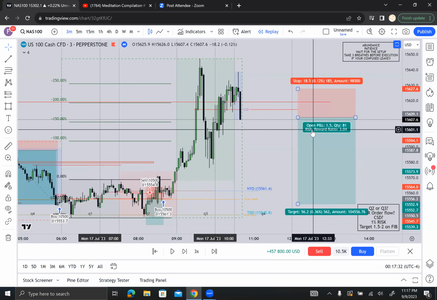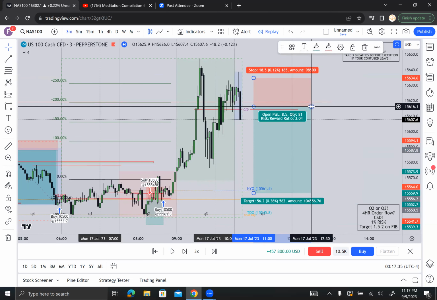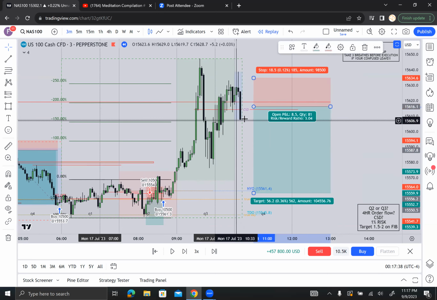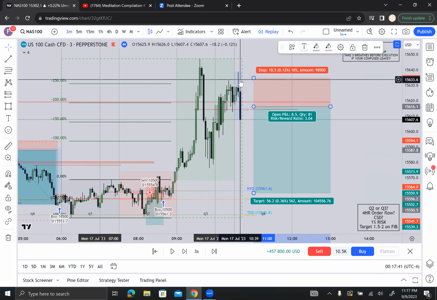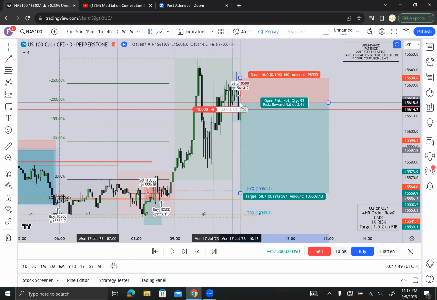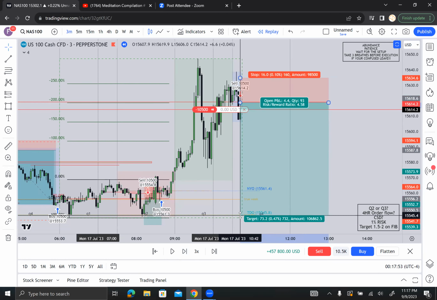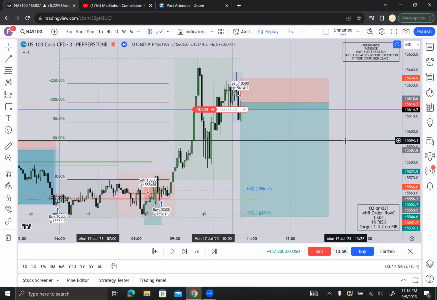So anytime, anywhere in this area, I'd like to take this out. It stops right above. I do want to keep in mind it could come up here and put bodies in half of that wick. Okay, but let's see. Boom. I'd like to take this, friends. This is gonna get hit. Bam. Okay, we're targeting the lows of Q2. That's a 1 to 4. Let's let it ride.